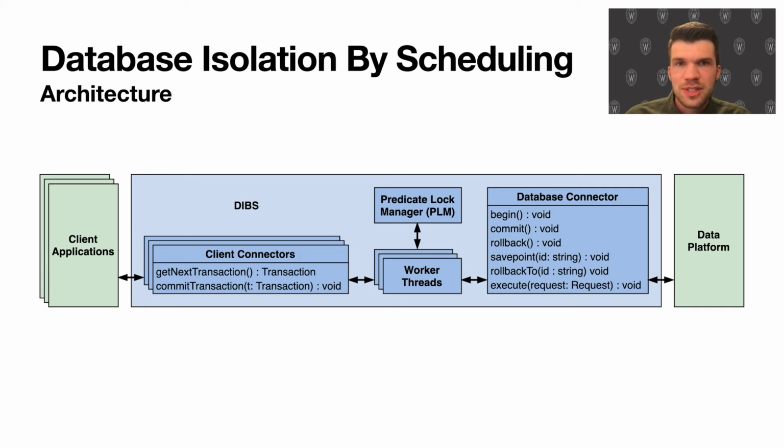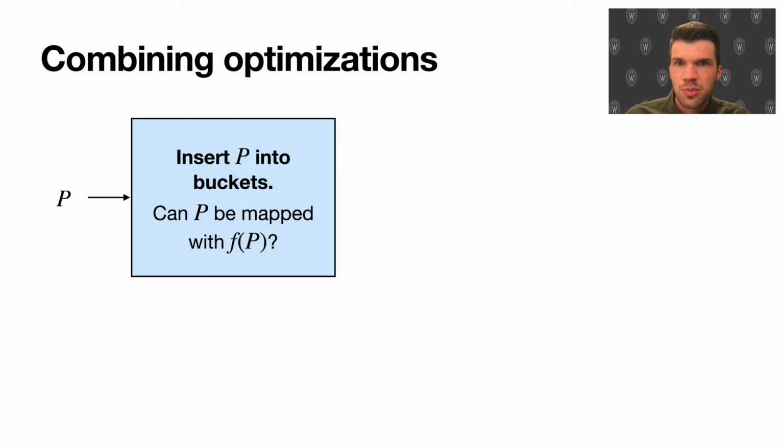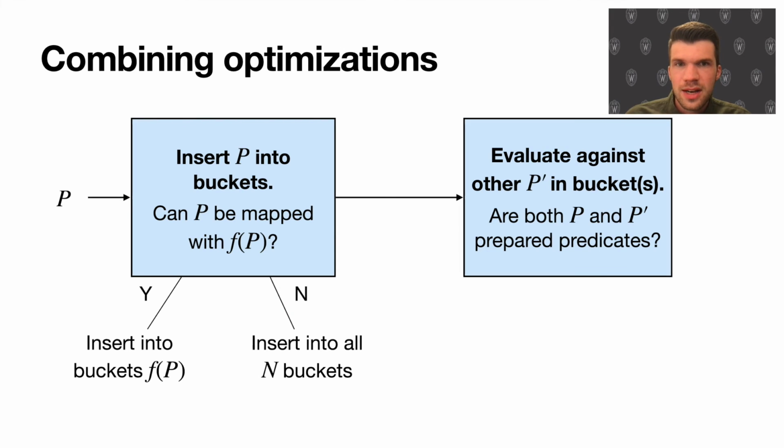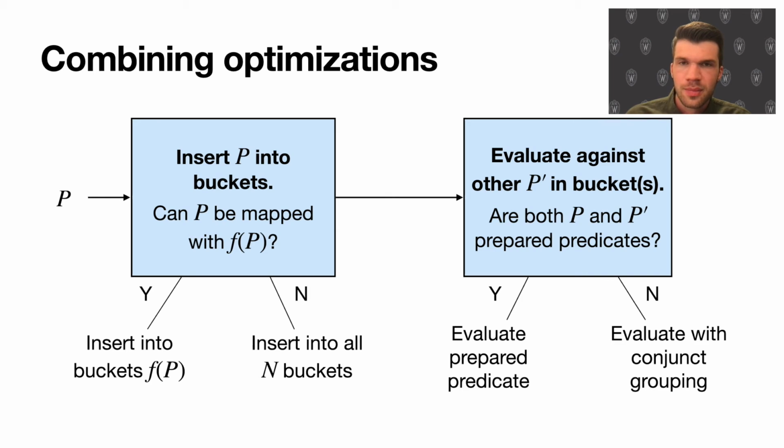We combine our optimizations as follows. First, for some predicate P, we determine whether P can be mapped with a column filtering function. If so, we only insert P into the mapped buckets, otherwise we insert P into all buckets. We then evaluate P against all other predicates in the buckets. If both predicates are prepared predicates, we evaluate using the conflict predicate described earlier. Otherwise, we use conjunct grouping to evaluate ad hoc predicates.